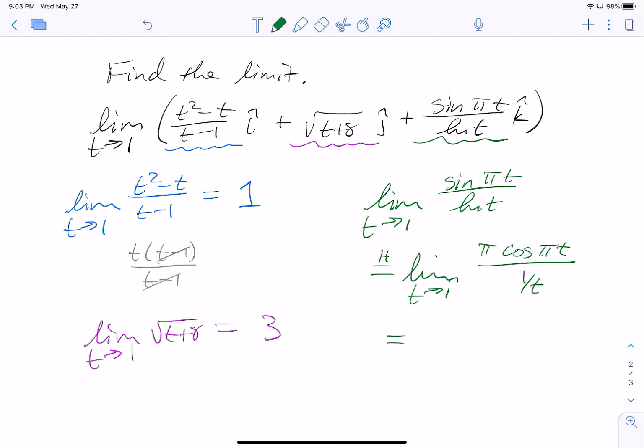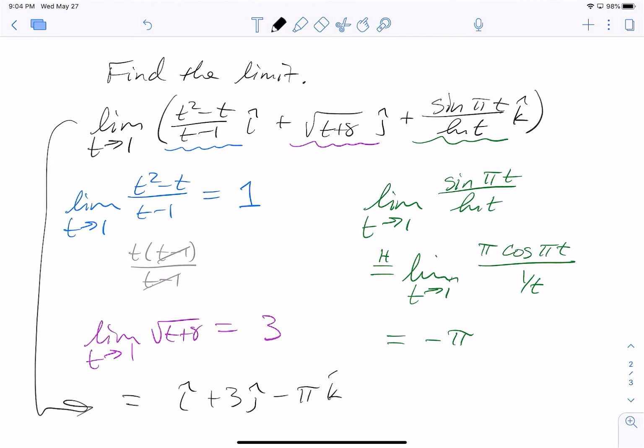At this point, direct substitution will yield that the limit is negative pi because we have pi in the numerator, cosine of pi is negative 1. In the denominator, 1 over t as t approaches 1 is 1. So the limit here is equal to the vector i plus 3j minus pi k. And that's what's meant by limits work the way you think they would.